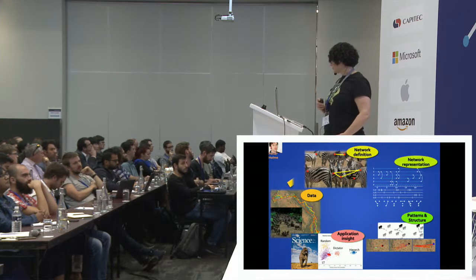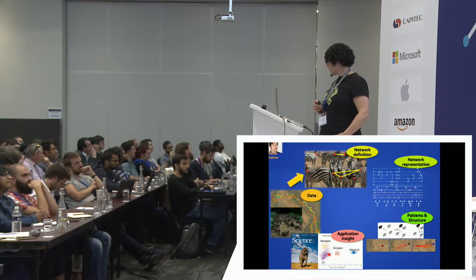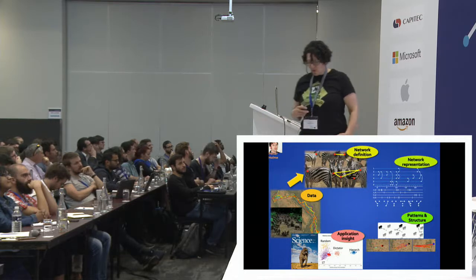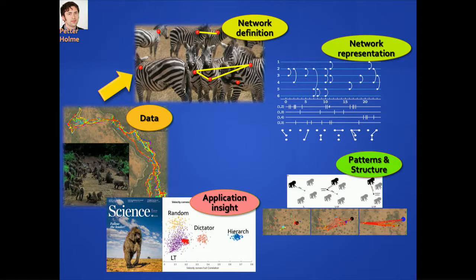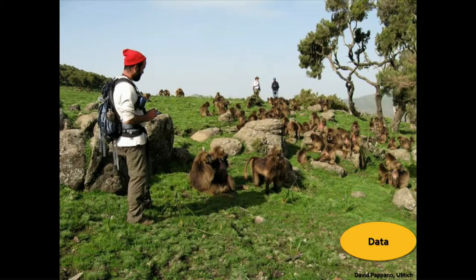So let's start with this cycle. Most of my networks are networks of animals, so social animals. I work with biologists who are interested in social behavior of animals, and for the most part, biologists are collecting data like this. It's observation-based science, and they would rather spend a lot of time in the field. So this is one of my former postdocs, David Papano, and he was working on these primates.